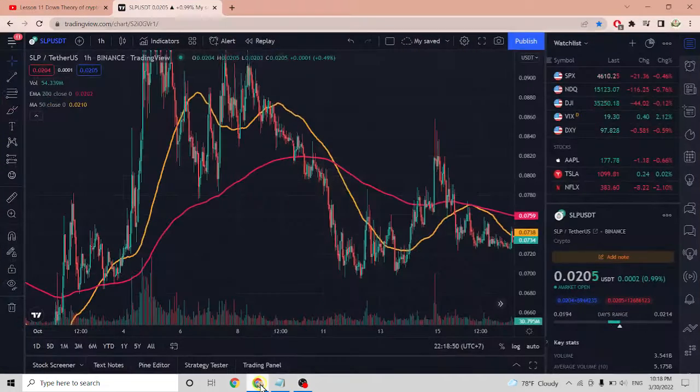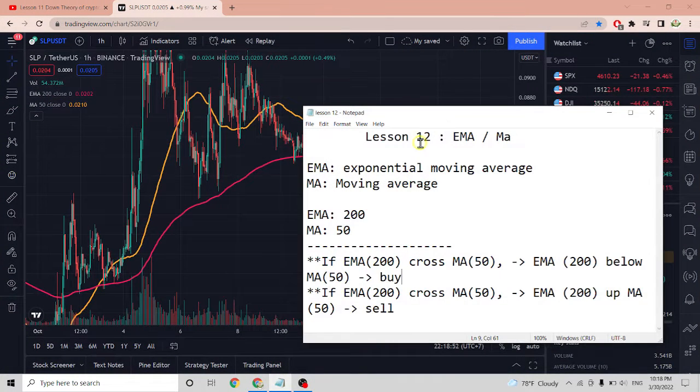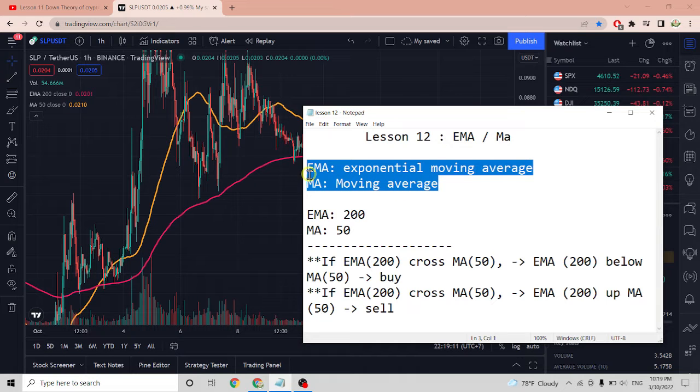So we continue our lesson, which is lesson 12, EMA and MA. So what is MA and EMA? EMA is exponential moving average, and MA is moving average. These are indicators in TradingView, indicators that help us to do trading.